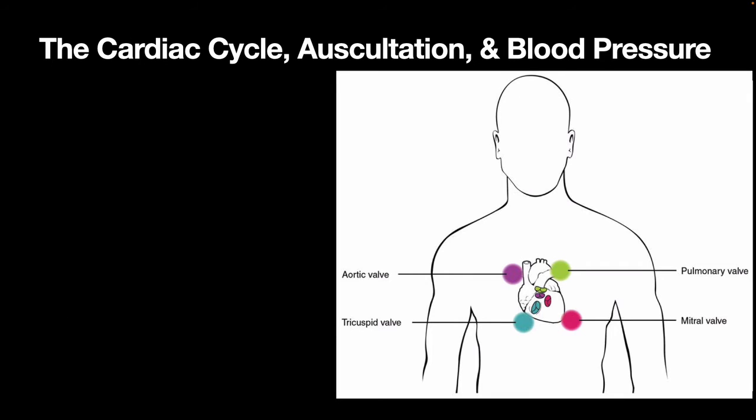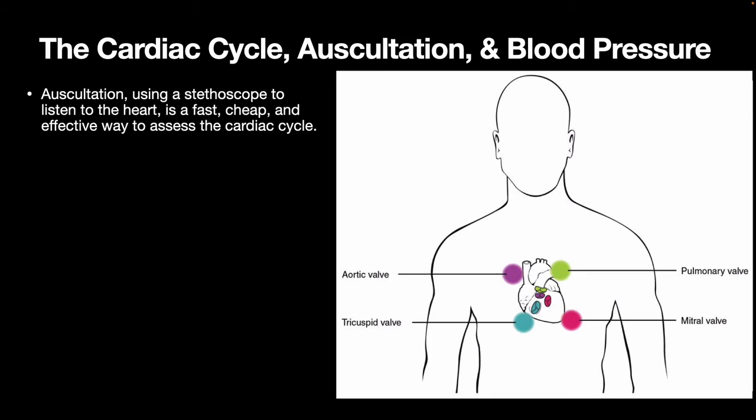All right, finally, we're going to talk about another method of reading the cardiac cycle. This is auscultation. That's just a fancy word for basically using a stethoscope to listen to the heart. It's a very fast, cheap, and effective way to assess the cardiac cycle. Depending what part of the heart you're interested in, you can listen to different regions on the chest and have a better ability to hear the opening and closing of these different valves.